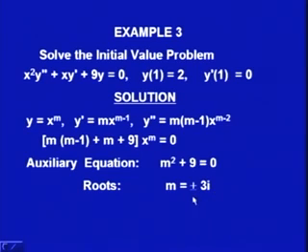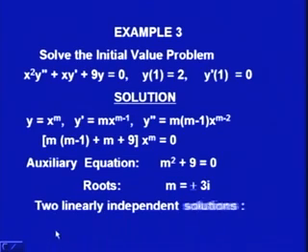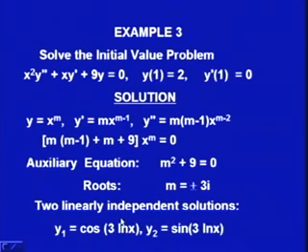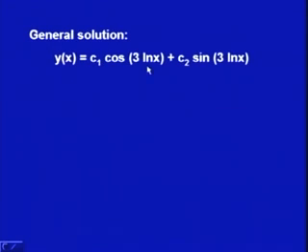Now, if I compare it with our original one, that is s plus it, here the real part is 0 and the t is 3 and we are having the two roots plus 3i and minus 3i. So, what will be our two solutions? Our two linearly independent solutions would be cos 3 log x and sin 3 log x. So, the general solution we would get as y of x is c1 cos 3 log x plus c2 times sin 3 log x.